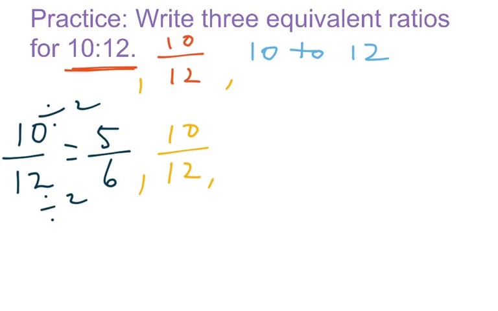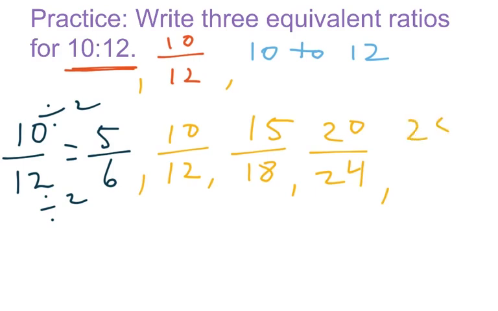10/12 is our original one. From there I could have gotten 15/18 if I multiplied by 3. If I multiplied by 4, I can get 20/24. If I multiplied by 5, 5 times 5 is 25, 5 times 6 is 30. One more, multiply by 6, 5 times 6 is 30, 6 times 6 is 36. So I'll stop there, but you can see how we can come up with equivalent ratios and that comparison between two values when we look at ratios.